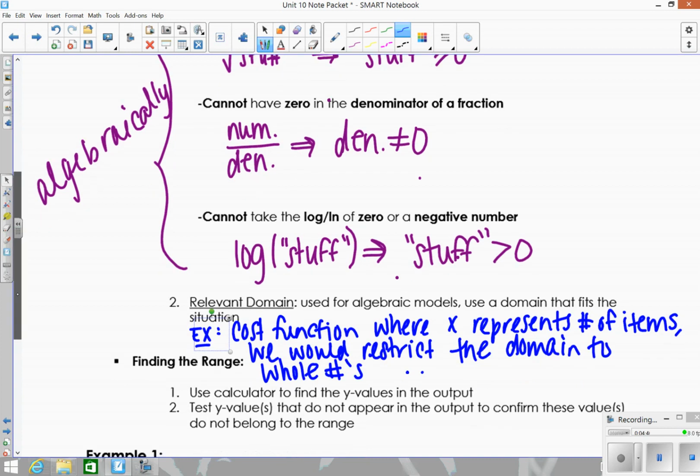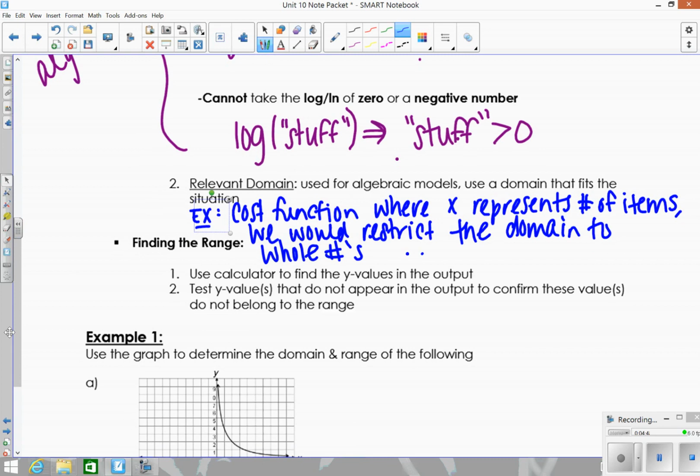So then the last thing here is looking at range. For range, it's a little more difficult to look at algebraically because you really have to look at, well, what's your domain? What does that minimum domain value give you as an output for your range? What does the maximum input value give you as your range? So it's much easier to look at range graphically. So that's how we're going to look at it.